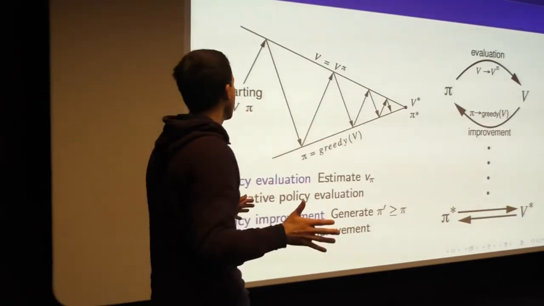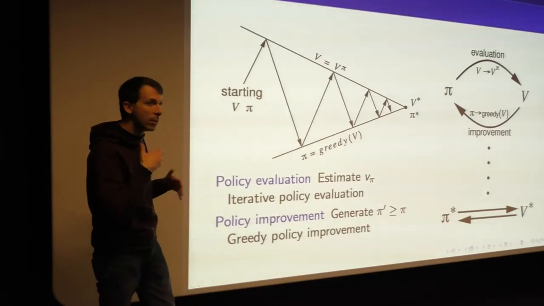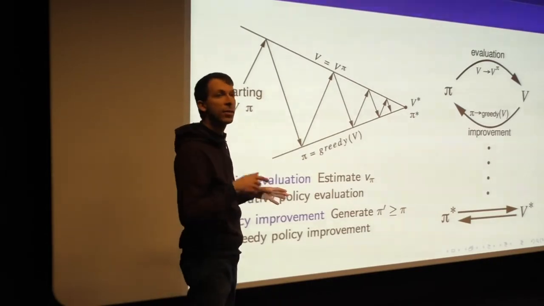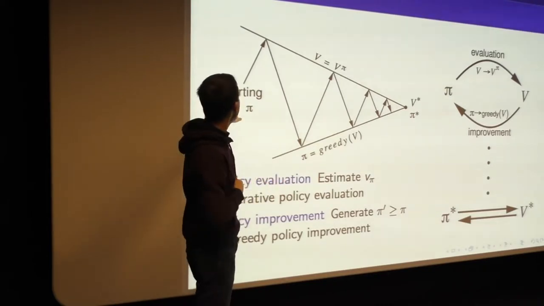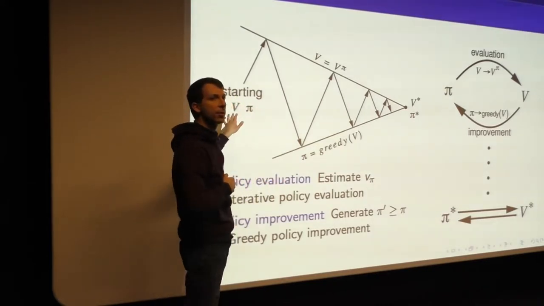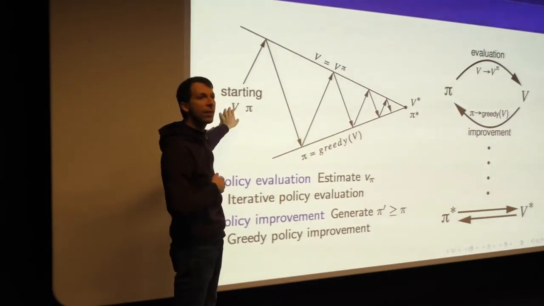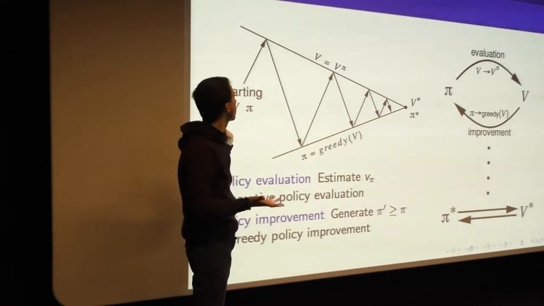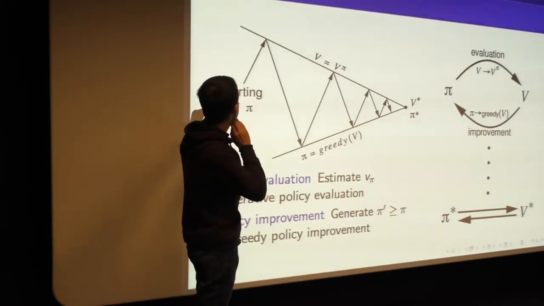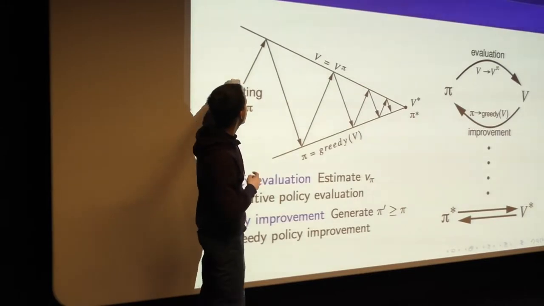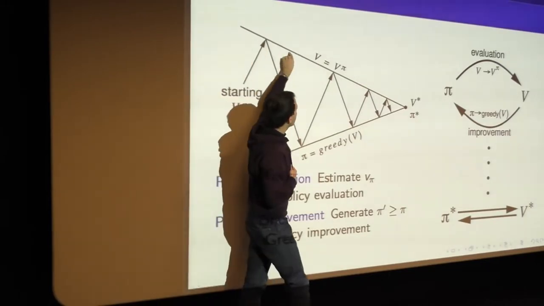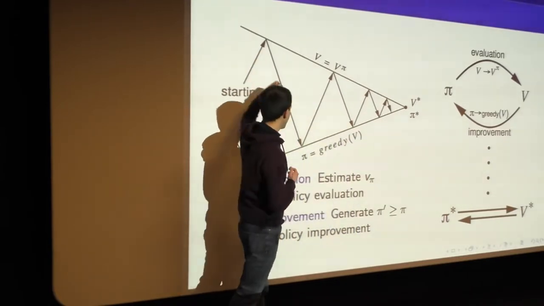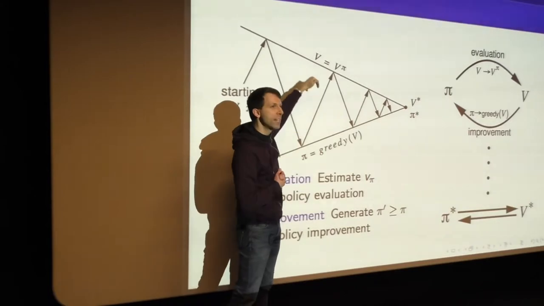Okay, so just in one picture, this is the idea that we're going to be using again and again, not just today, but in many subsequent classes as well. You start off with some inputs to this process. The inputs are some arbitrary value function, like all zeros, and some policy. We're going to do policy evaluation on our up arrows, and policy improvement on our down arrows.